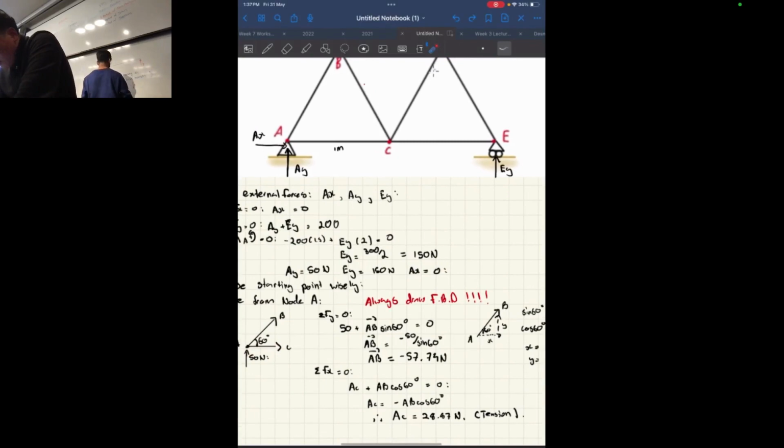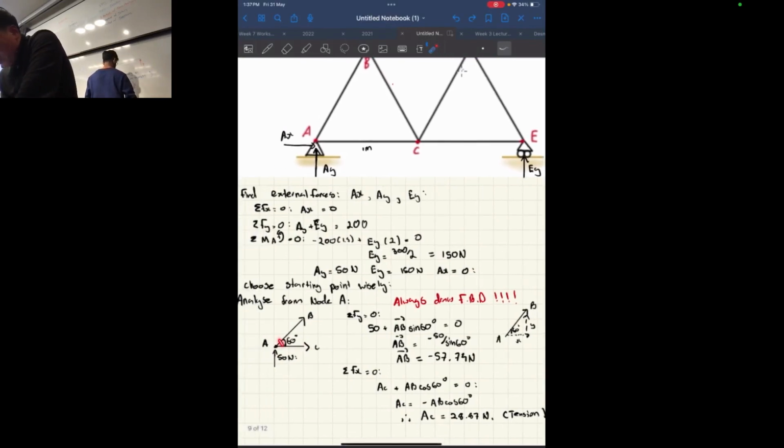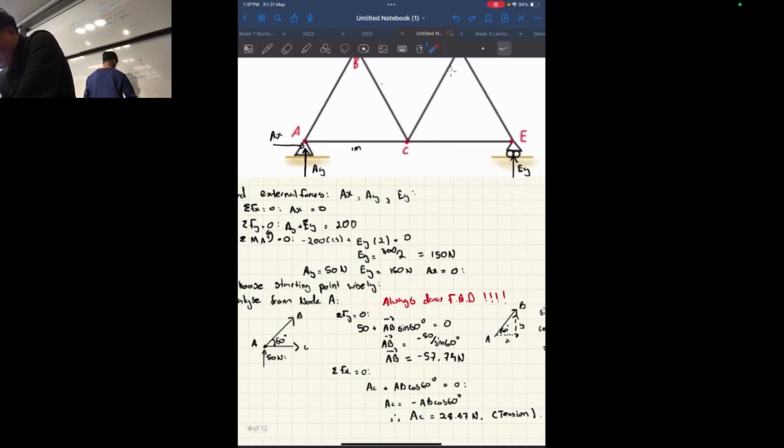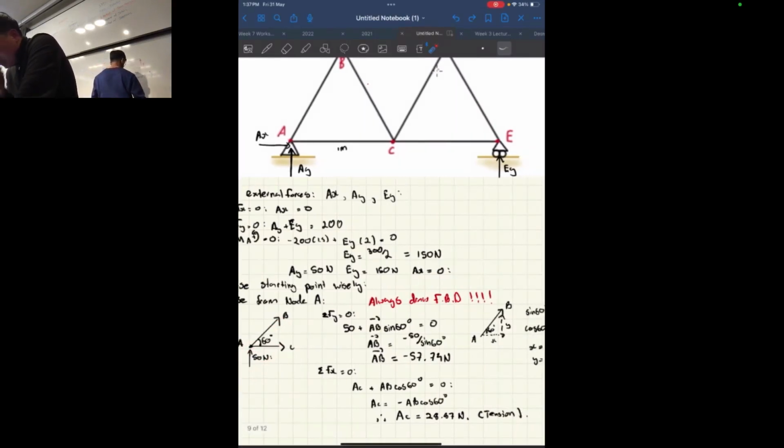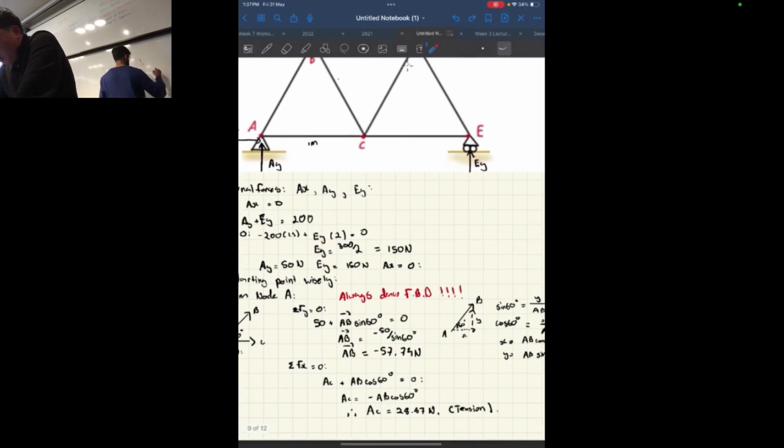So sum of Fy equals 0. So we've got 50 newtons here, plus AB sine 60 equals 0. So AB we found to be negative 57.74 newtons. Or otherwise you can say AB equals 57.74 newtons acting in compression.